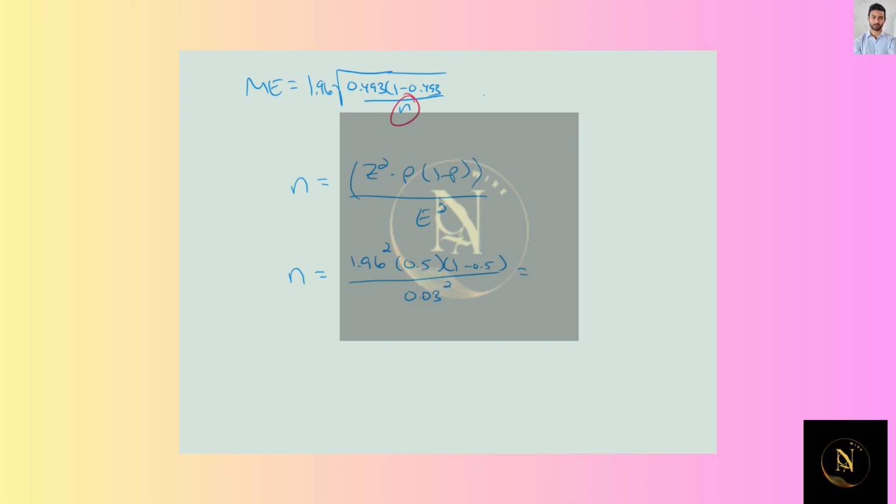Let me calculate this. 1067.1, and it says give your answer in whole people. So I would say 1067 people.